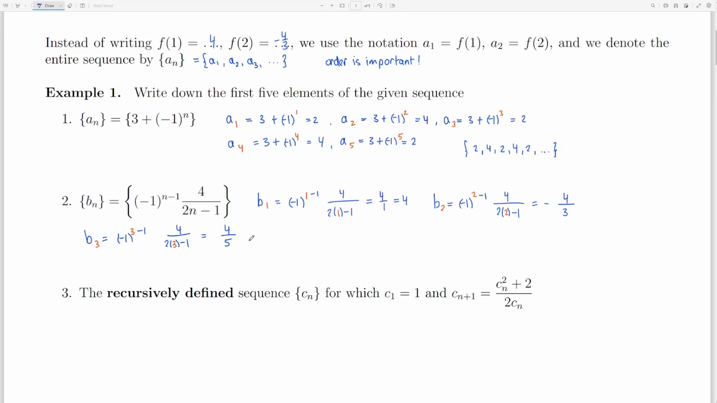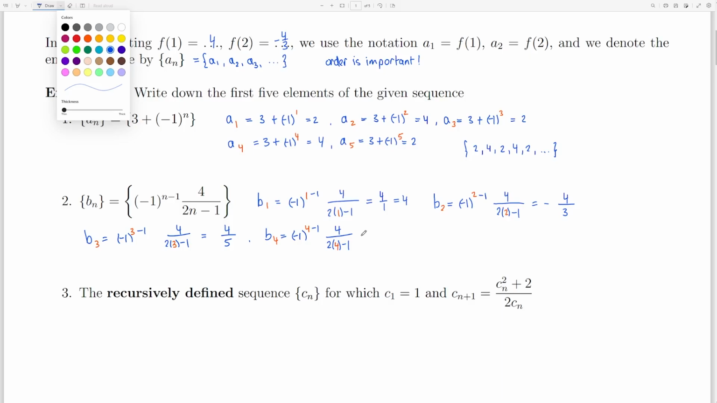That's b sub 3. And then b sub 4 is -1 to the power 4 minus 1 times 4 over 2 times 4 minus 1. b sub 4. And what we see here is the -1 contributes a negative sign. And then we have 4 over 7 as our final answer, -4 over 7.